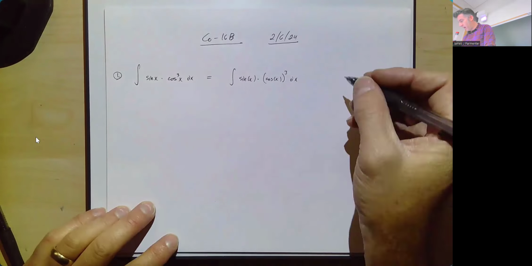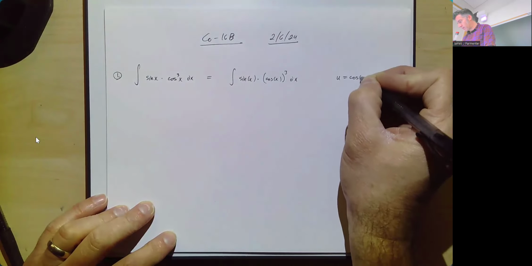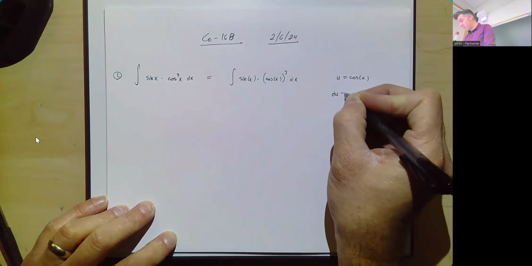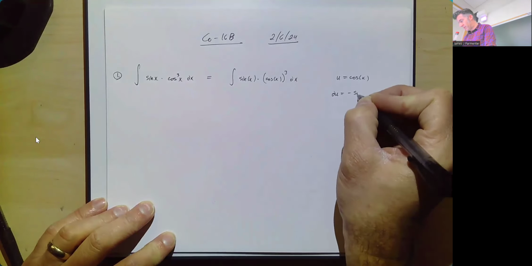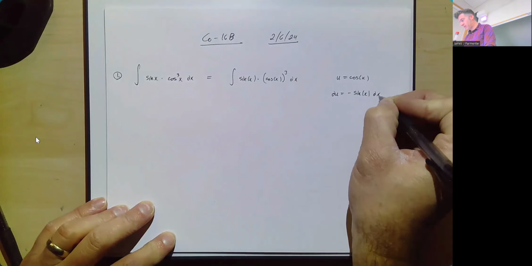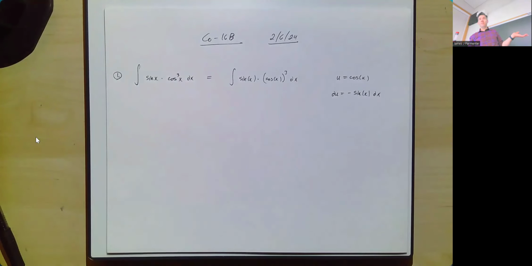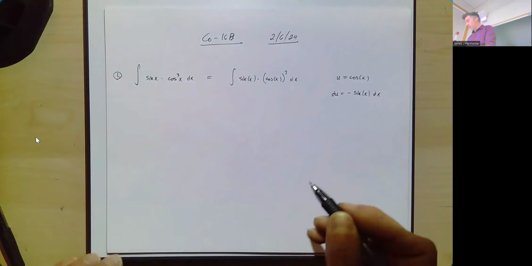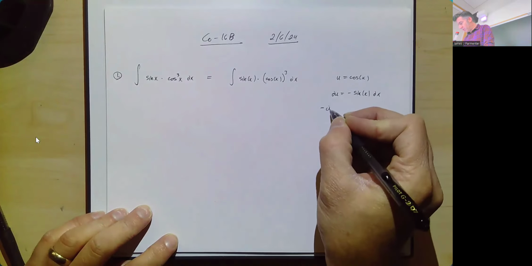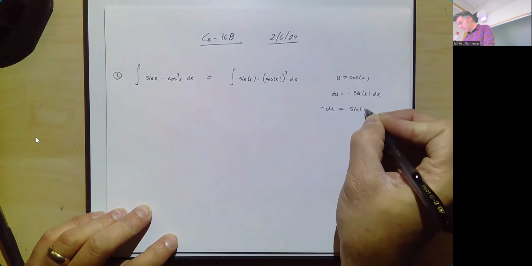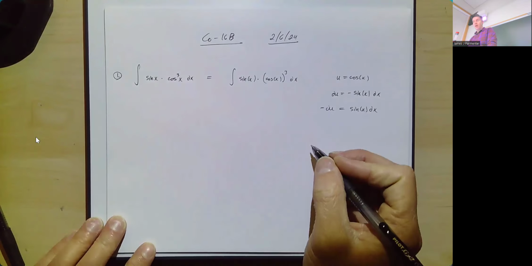So here, I would choose to let u equal cosine of x. Du, the derivative of cosine, would be negative sine of x dx. I don't have a negative, so I'm going to adjust. I'm going to say that negative du is equal to sine of x dx. And I'm going to rewrite this.